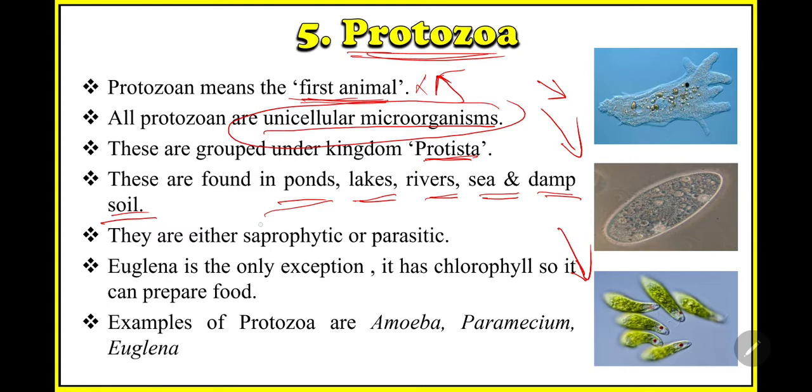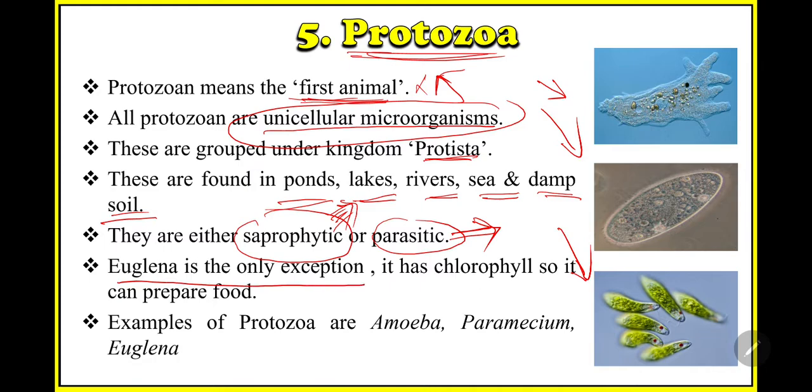But how they feed? They can be saprophytic or parasitic. This mode of nutrition means they are dependent on others for their food. Parasitic means they will live on other organisms and they will obtain their food from them. And saprophytic means they will live on dead and decaying organisms.